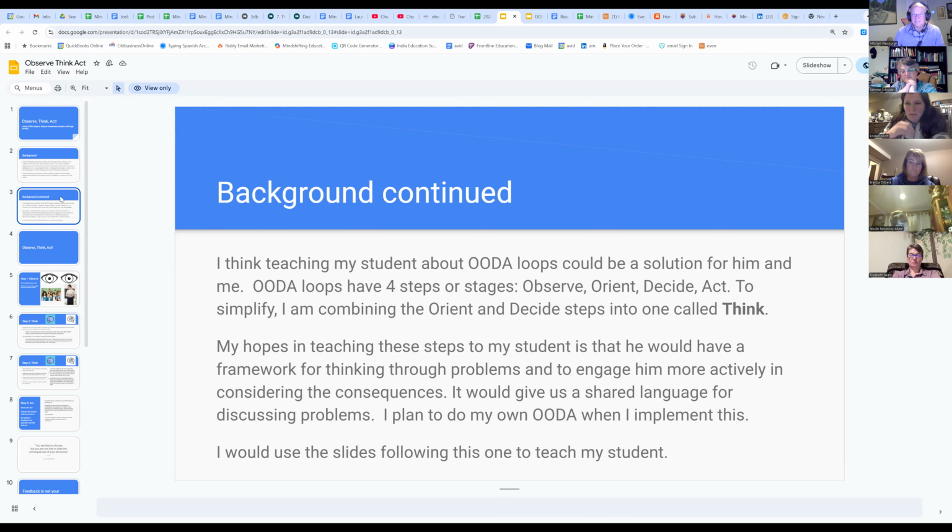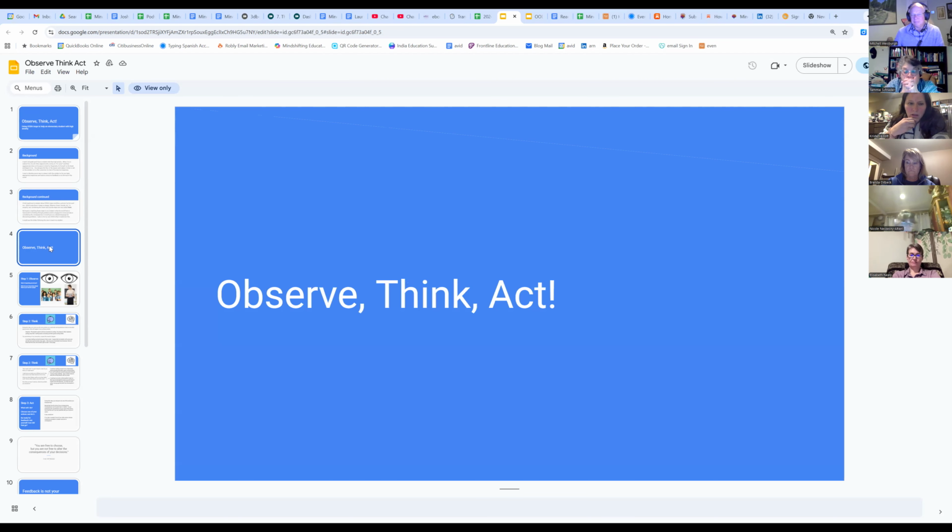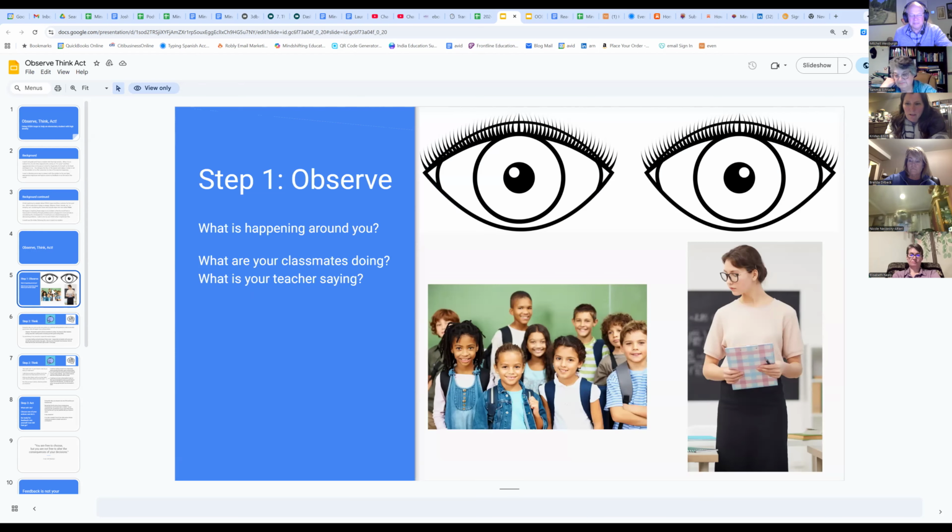So if you keep going, this is what I would do with him. I'm thinking I would put it on a card on his desk, so I could point and say, okay, let's go through the steps. The first one is observe. I was trying to think really specifically for the student: what's going on around you? What are the classmates doing? What's the teacher doing? What has the teacher asked you to do? So be aware of your surroundings, observe.